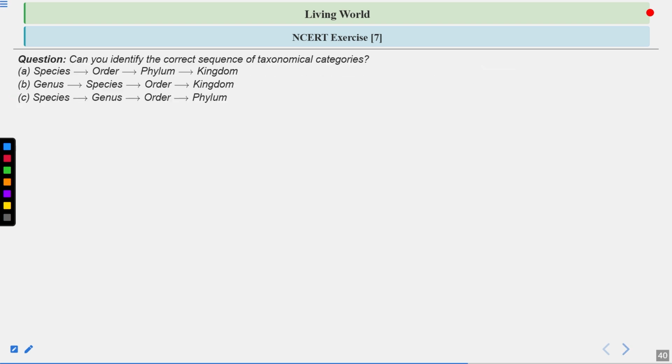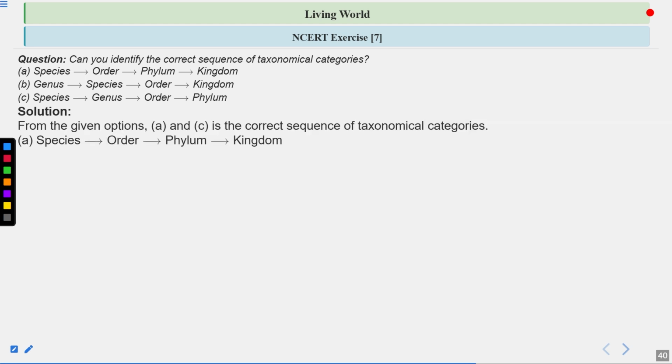So let's have a look at the answer here. A and C both are correct here. Clear? So two answers are correct here. Kingdom is the largest taxon. Species is the lowest most taxon. Although some categories are missing, this is the correct hierarchical system here.